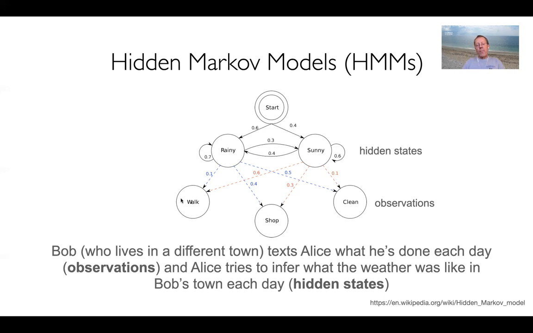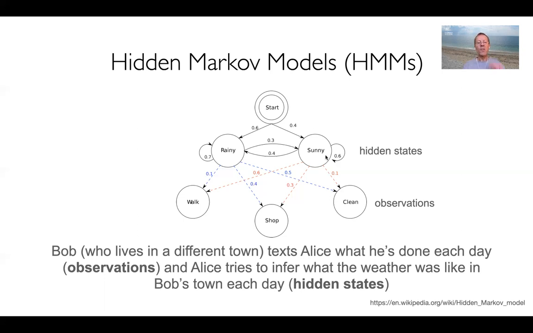Now, in reality, Alice is not particularly interested in what Bob does with his life, but she's extremely interested, for some arcane reason, in what the weather is like or was like in Bob's town. And she has no direct way of finding out. This was pre-internet days, so she cannot just check a weather site to see whether the weather was rainy or sunny on any given day in Bob's town, but she's very, very keen to find out.